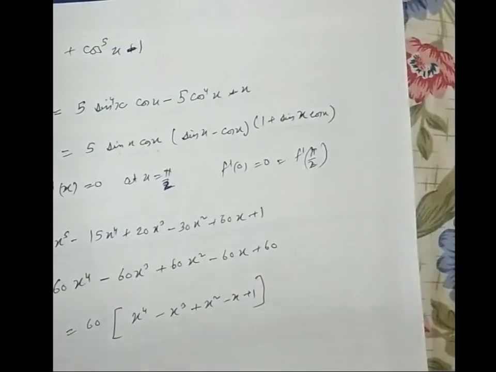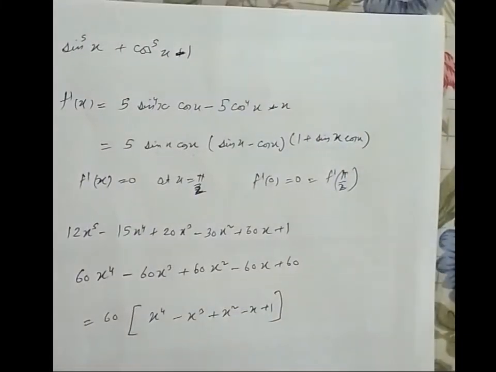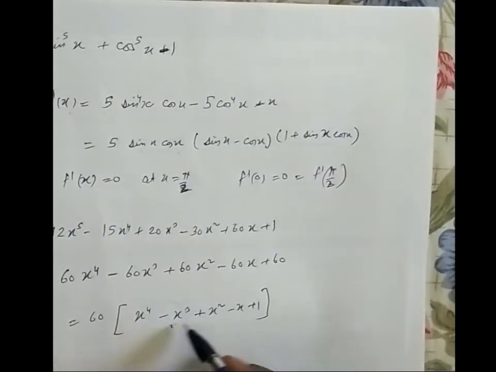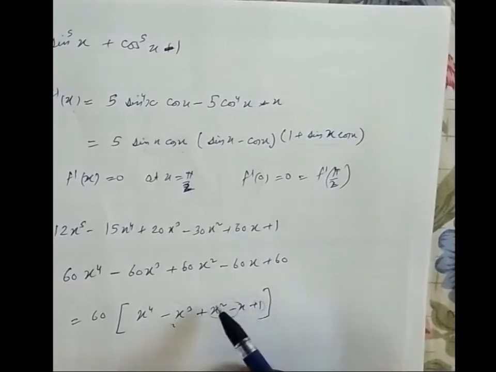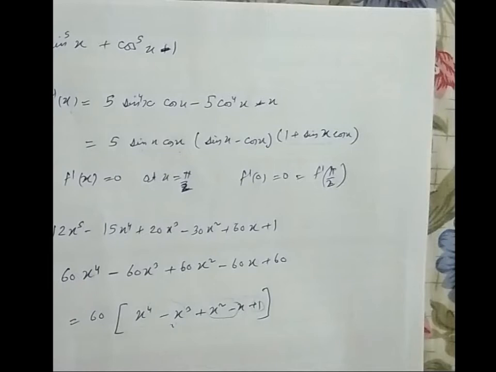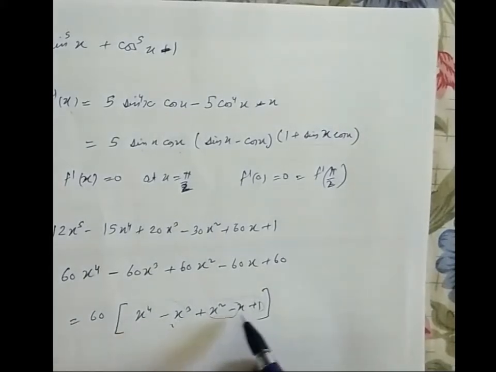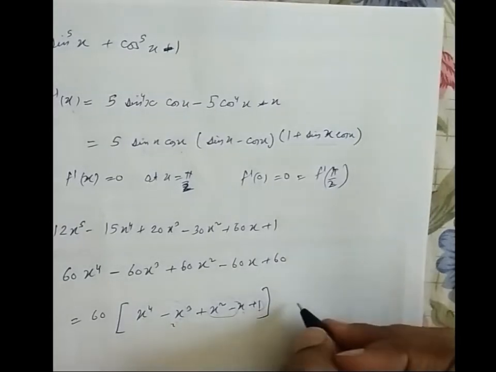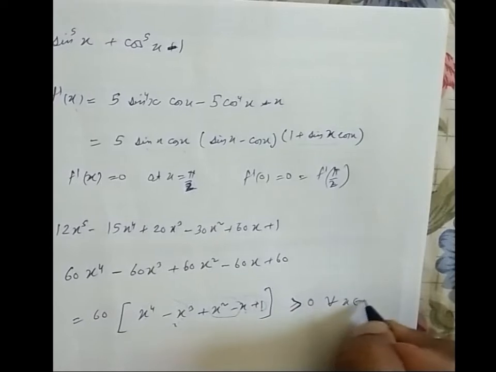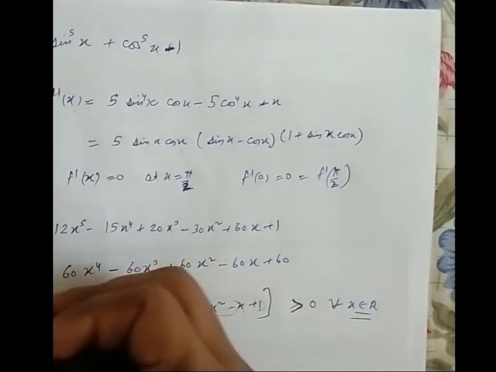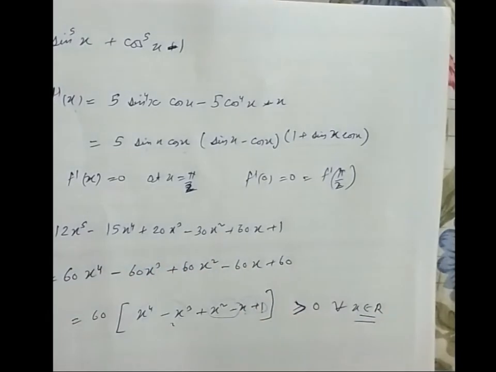Okay, so let's calculate its increasing and decreasing nature. So if x is greater than 1, this is positive, this is positive, and this is positive. When x is between 0 and 1, this is positive, this is positive, and this is positive. And when x is negative, all of these terms are positive. So this expression is always greater than 0 for all x belongs to R. So this function is always increasing. Fine. Moving on to the next question.